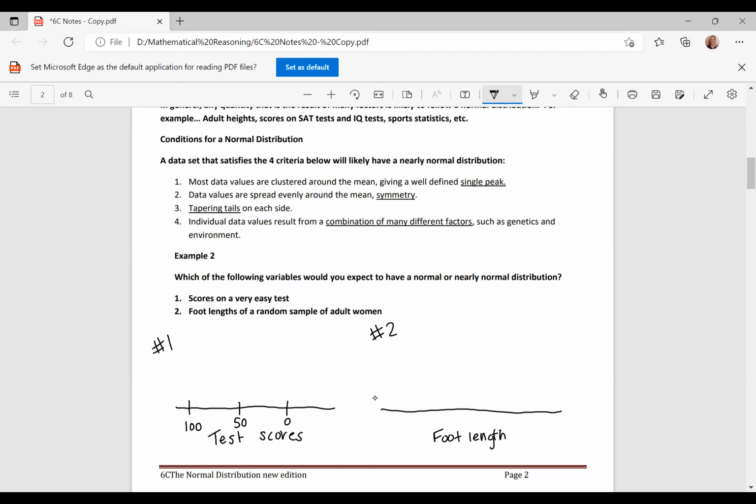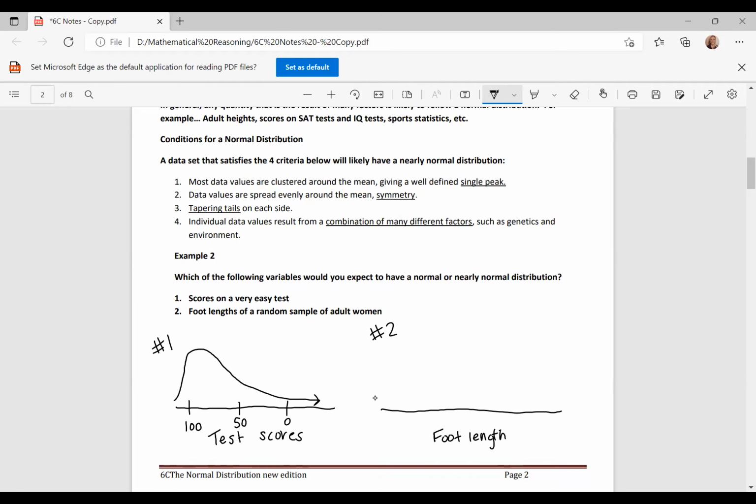And so if we have a very easy test, we have a lot of hundreds, and then it might go down from there. But this would be an example of a distribution of scores on a very easy test. So I would say that that is not going to be our normal distribution. We've got more data on the left, so that's skewed right.